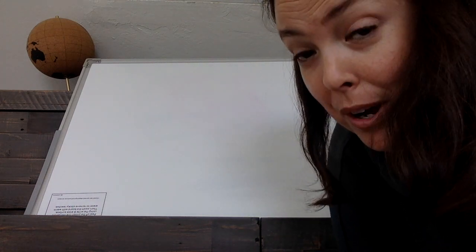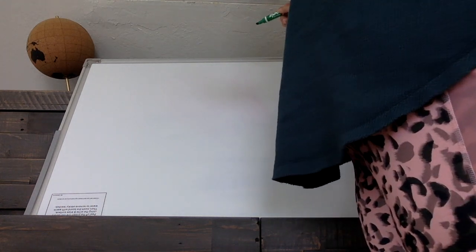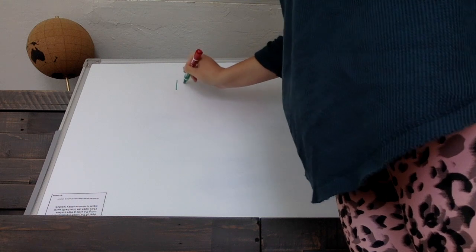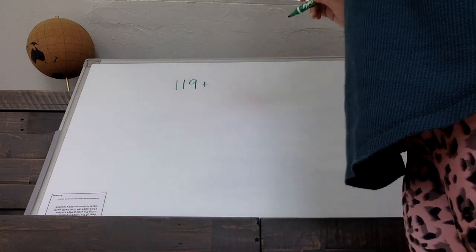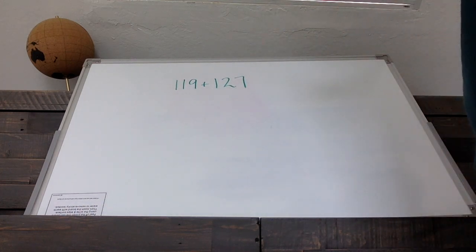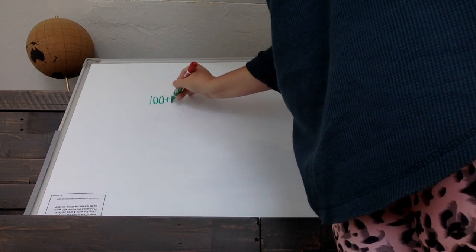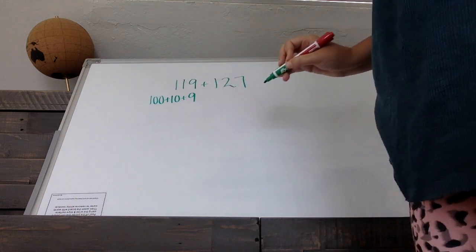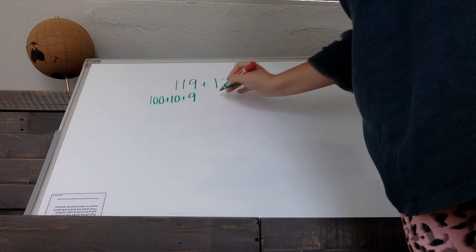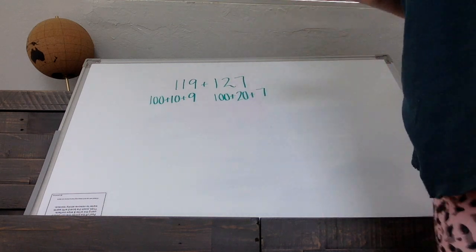For our next problem, we're going to be solving the equation in 3 different ways. So our number is 119 plus 127. And the first way that we can solve this is drawing pictures. So we know that 119 is 100 plus 10 plus 9. And we know that 127 is 100 plus 20 plus 7.